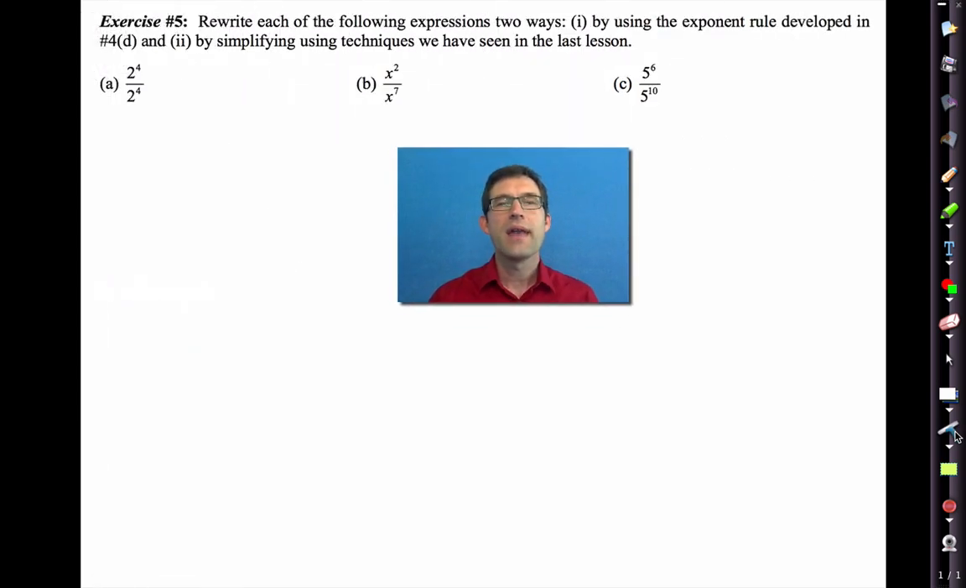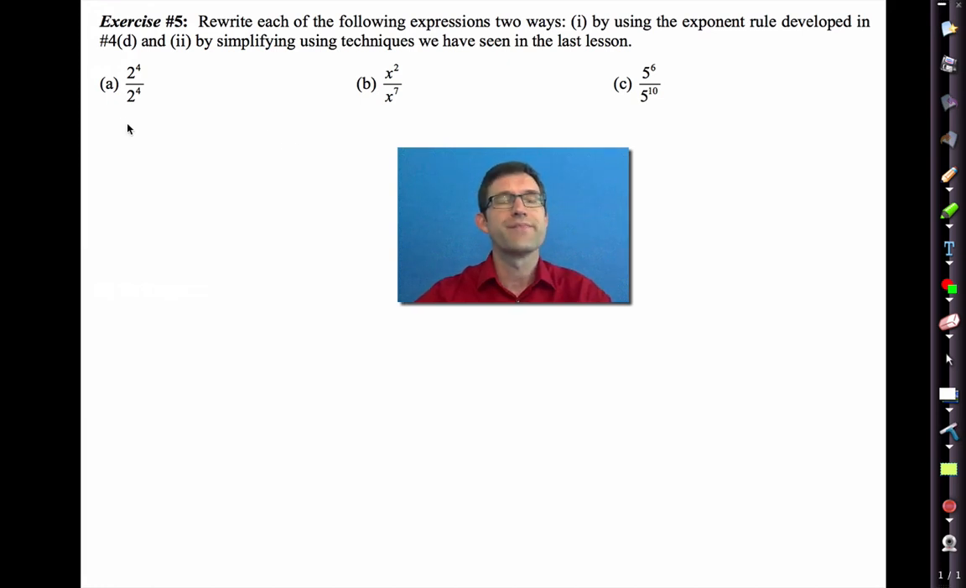Okay, now one of the things that mathematicians like is they want to make sure that when we develop an exponent rule, it makes sense in light of other things that we know. So now what we can do is take a look at this exponent rule in terms of negative exponents and zero exponents. So in exercise 5 it says rewrite each of the following expressions in two ways. One, by using the exponent rule developed in 4D, and two, by using the simplifying techniques that we saw in the last lesson, and, in fact, that we used in the last exercise.